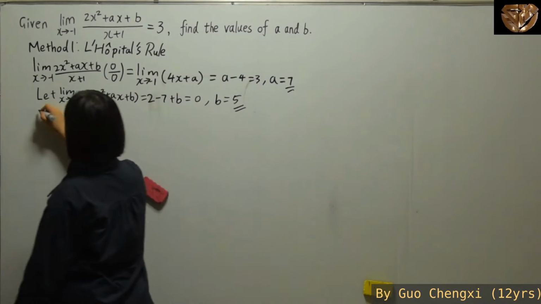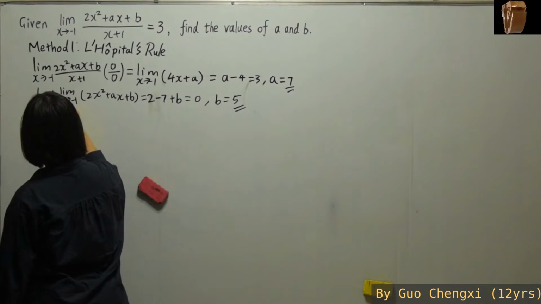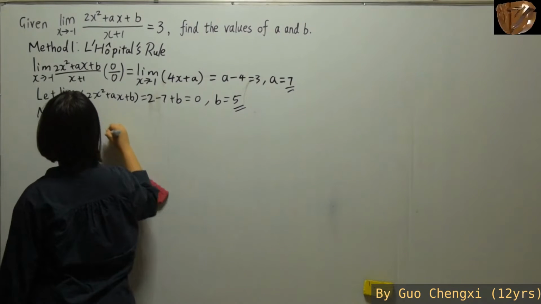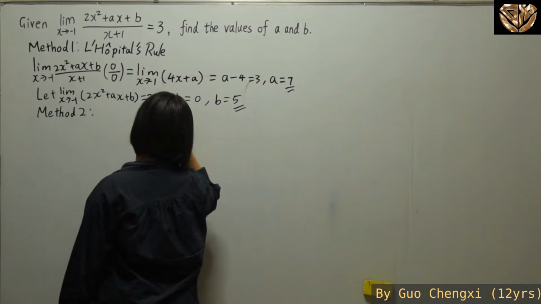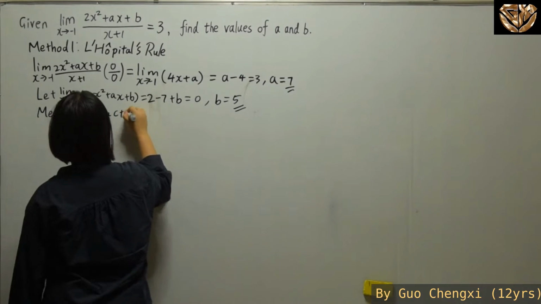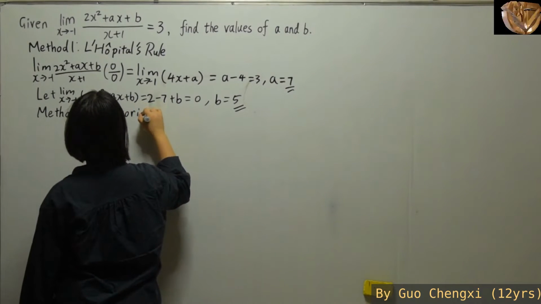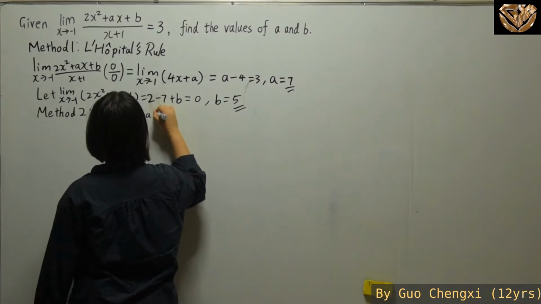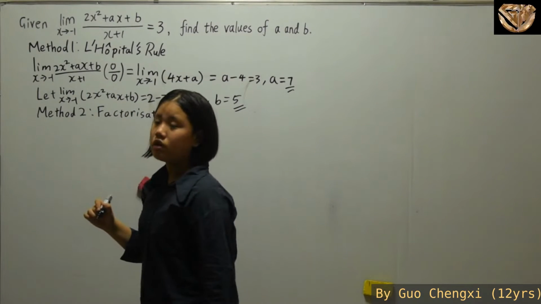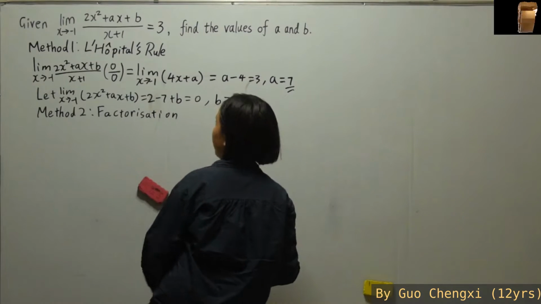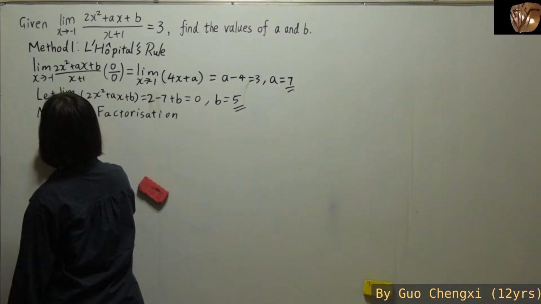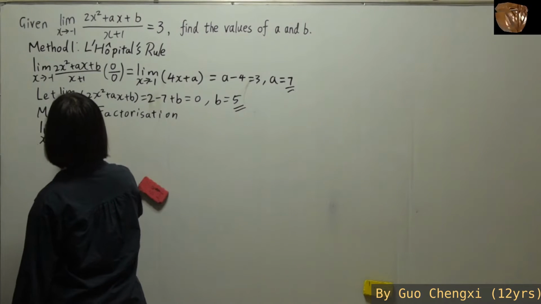Now that we have finished our first method of L'Hopital's rule, we'll move on to the next method, which will be factorization. You might be wondering, how are we supposed to factorize this if we can't even separate it into two parts? Well, we can separate it into two parts. It's just that we're going to have one extra variable.